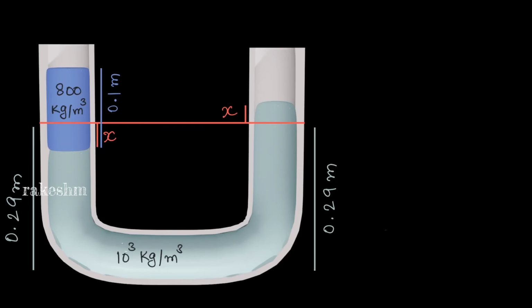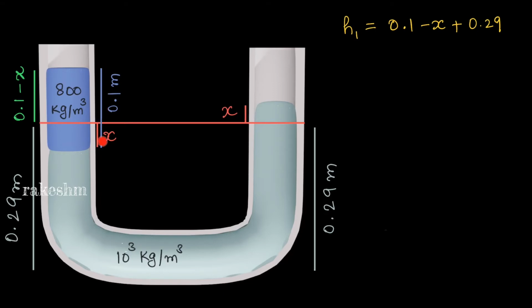Let us assume the water level in the left arm has come down by x. So as the cross-sectional area is uniform, the water level on the right arm would have also moved up by x. We can write H1 as 0.1 minus x plus 0.29. So this whole thing here is H1.